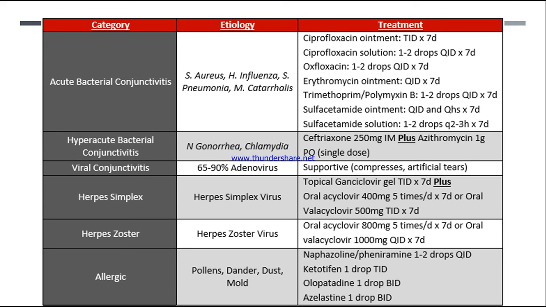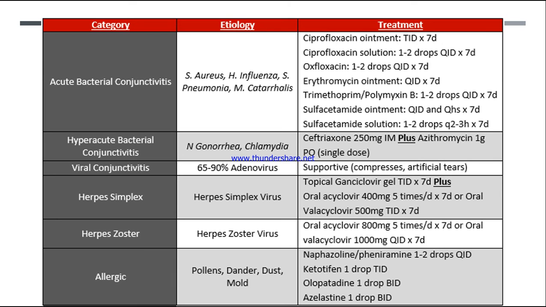Next, coming to hyperacute bacterial conjunctivitis. Etiology: N. gonorrhoeae and chlamydia. So this is the cause for hyperacute bacterial conjunctivitis. The treatment is ceftriaxone 250 mg IM plus azithromycin 1 gram orally. So it can be taken as a single dose. So this is hyperacute bacterial conjunctivitis.